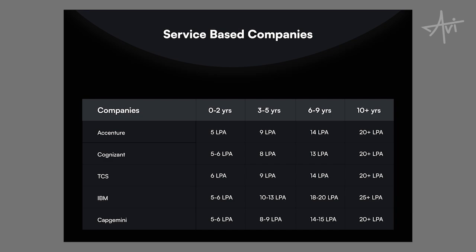But I must say that it basically depends on how your interview goes, and how much the company is willing to offer you. It also depends on the skill set. I'm repeating that in service-based industries, the salary is quite fluctuating.